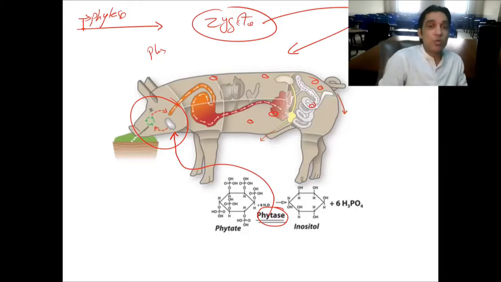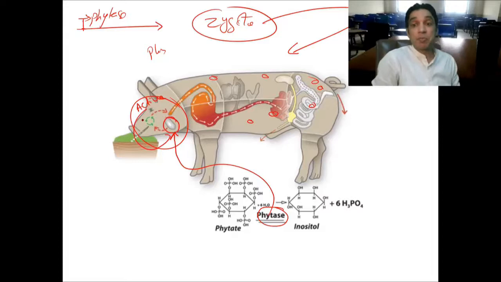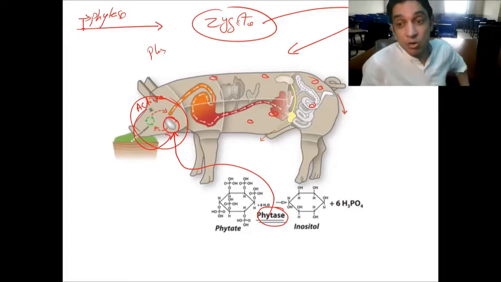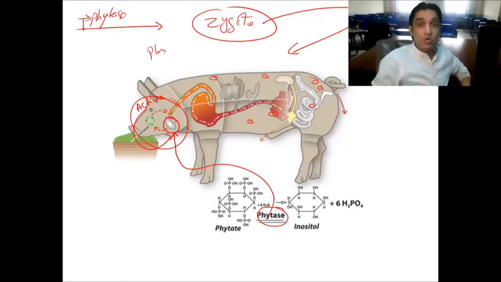But what I'm telling you is that it is only expressed or active in the salivary glands of the pig, not in the other parts of the body, not in the heart, not in the brain, not in the legs. It's only expressed in the salivary glands of the pig.